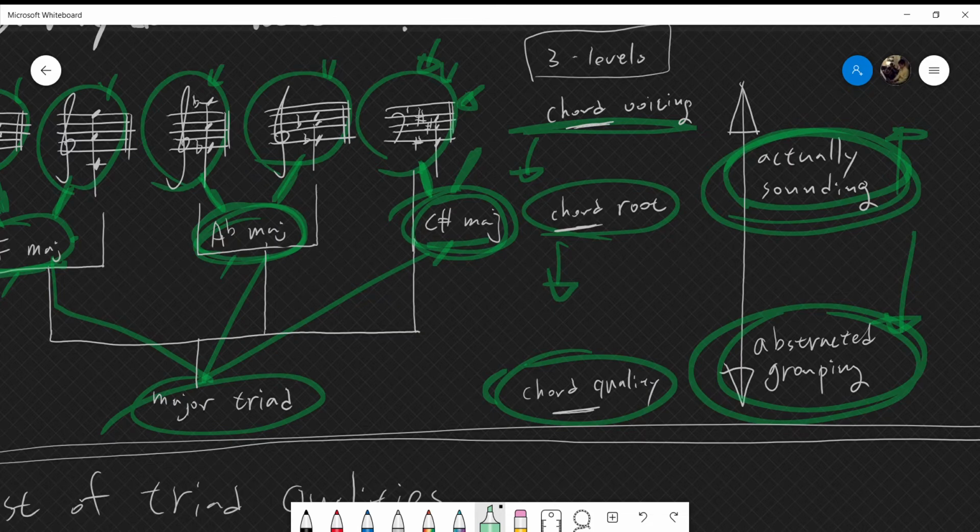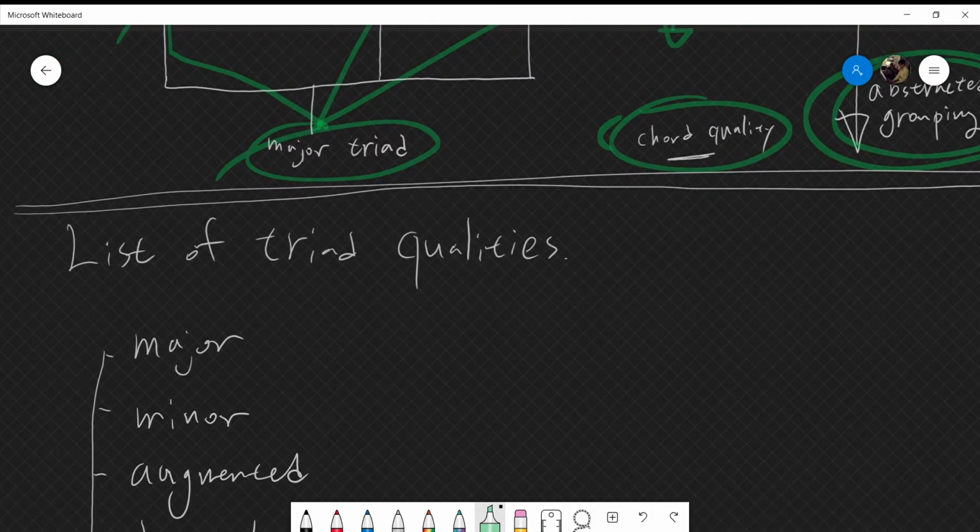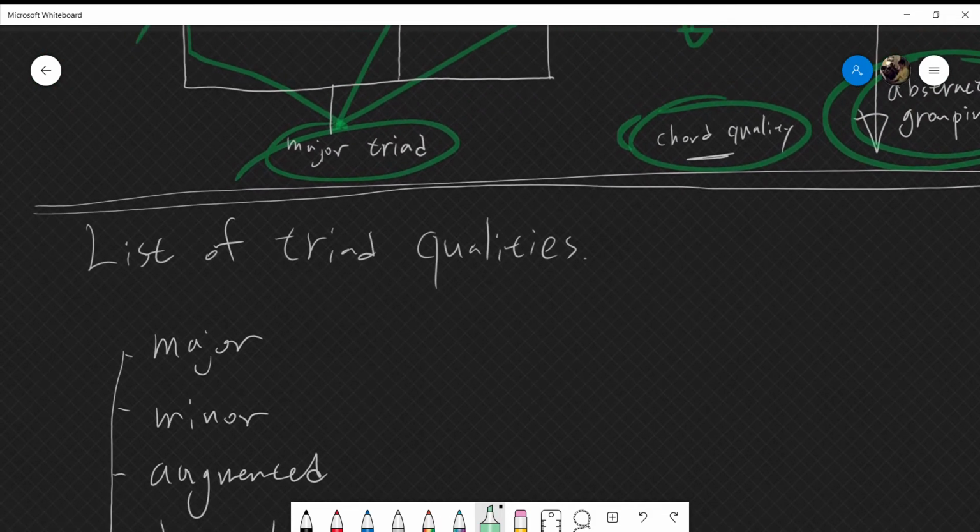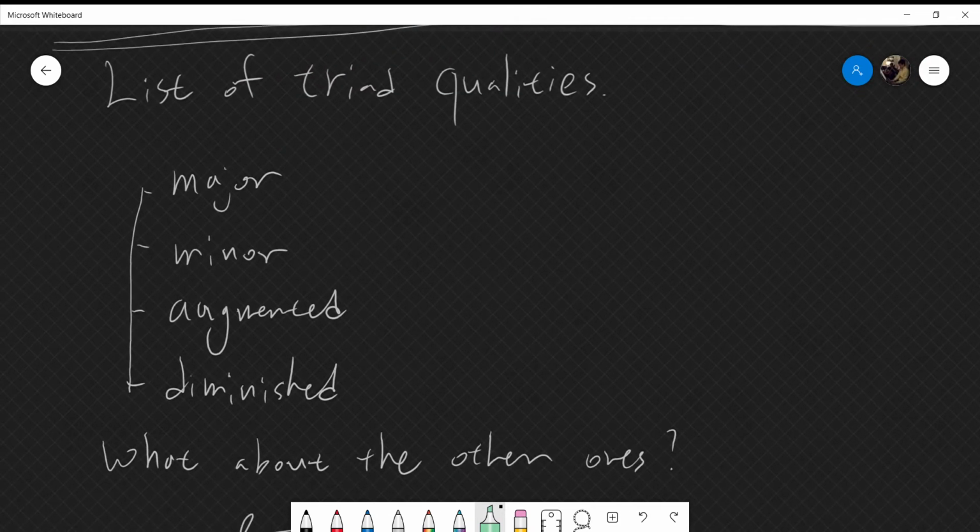Does it make sense? Okay, so if that's the case, we can actually list the triad qualities. There are major triad, minor triad, augmented triad, and diminished triad, right? These are the four triad types that we know and love, right? But triads can actually be more than this. These are only four of the most heavily used, but there are way more triads.